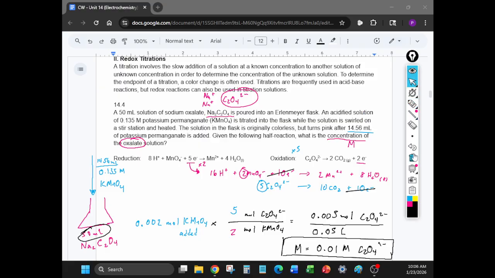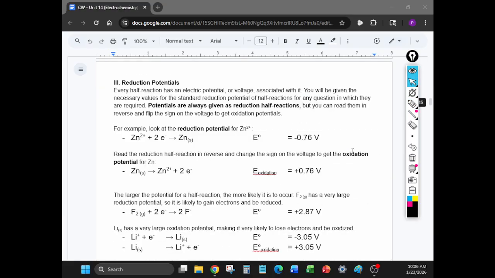All right, so let us move on now. Okay, so we're going to take a look at something new called reduction potentials.